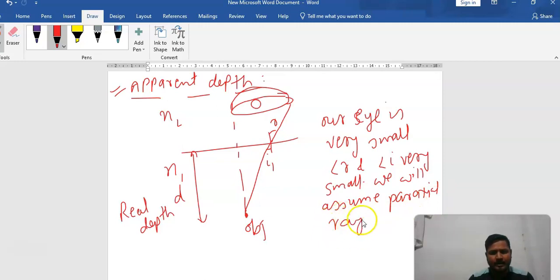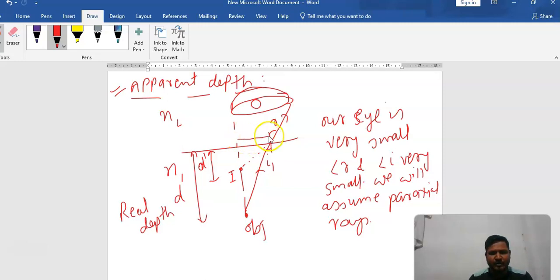Paraxial rays. So when we draw this incident ray and the refracted ray, and extend it backward, then the image will form here, right? And the depth of the image from the upper surface is d dash. What is our aim? Our aim is to find the apparent depth. So how can you find it?